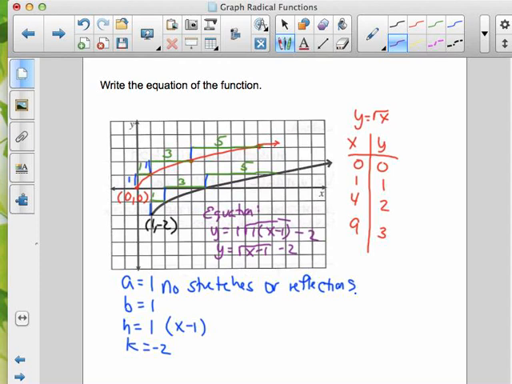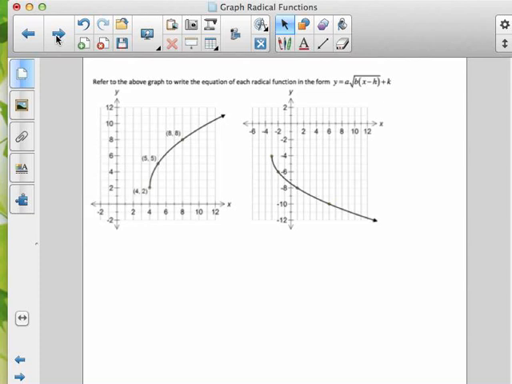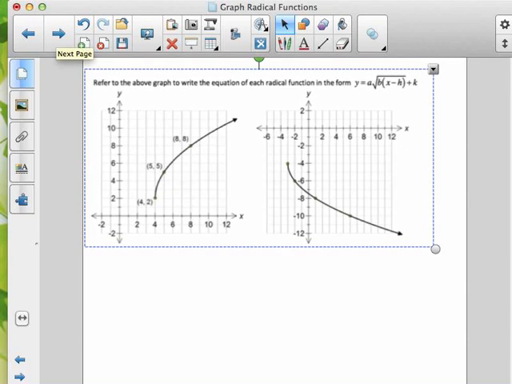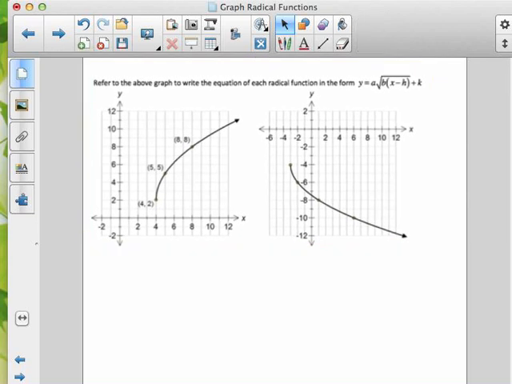All right, let's try another one. I have a couple of them, not a lot, but a couple. So that one had no stretching, but it did have a shift. And that one wasn't in your notes. And actually, this is my last one. Why does that look so pixelated? All right, and it's not the above graph. It's the graphs below, but that's all right.